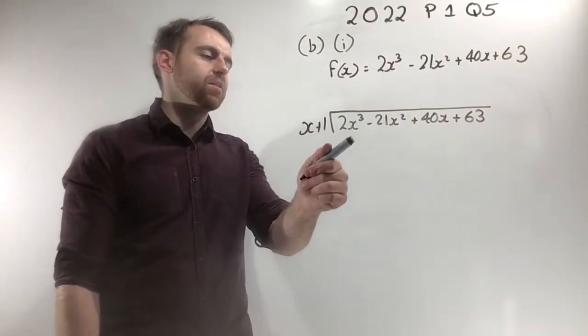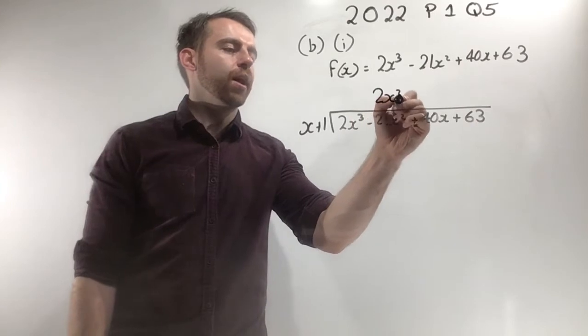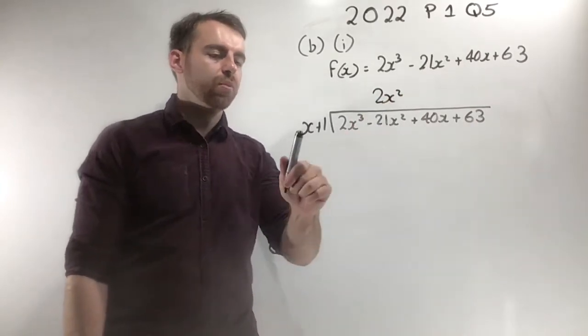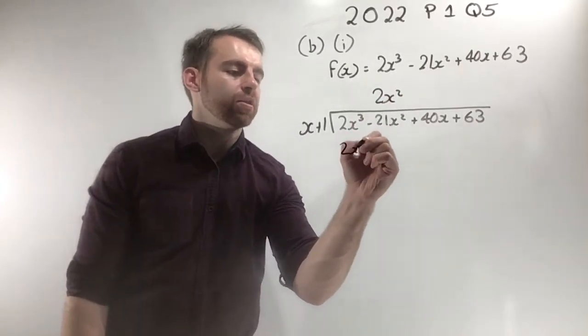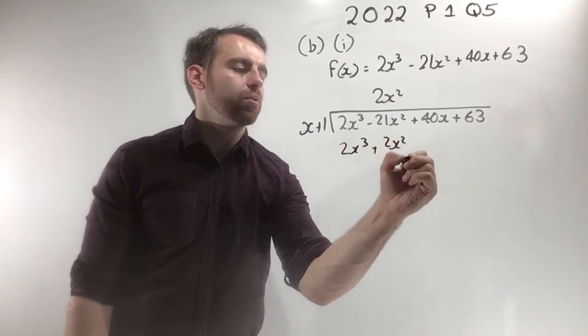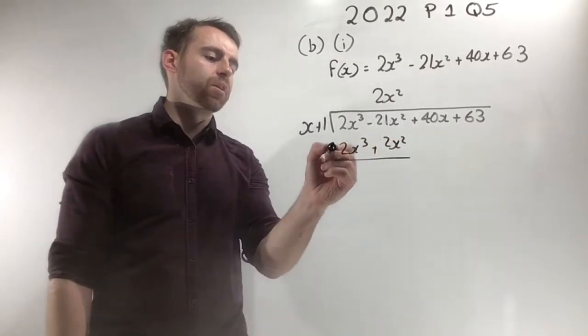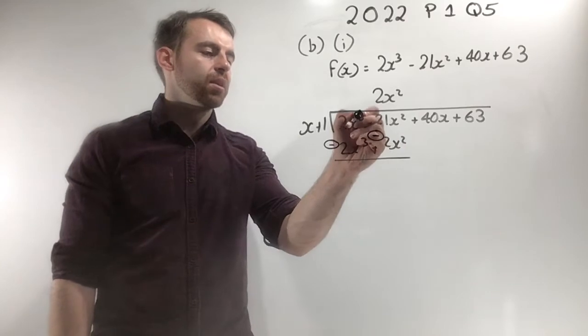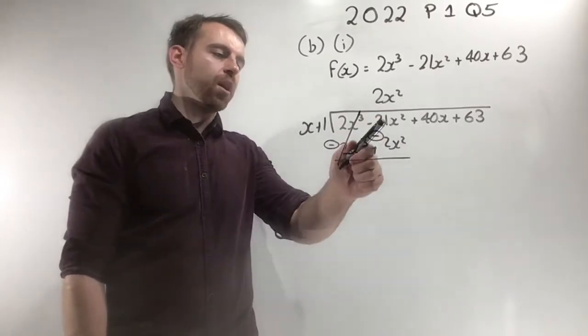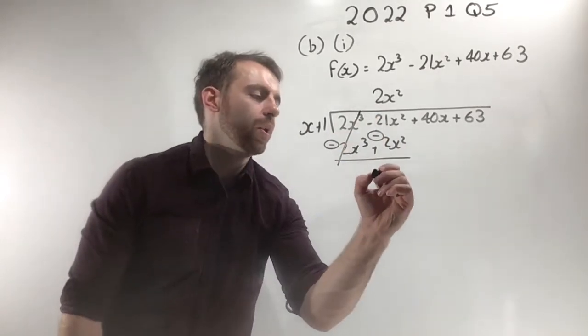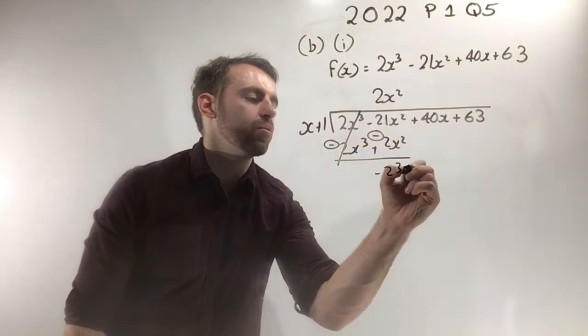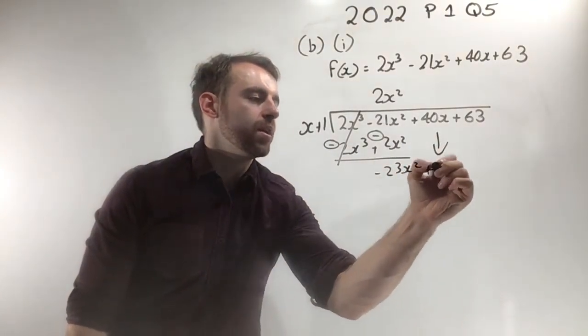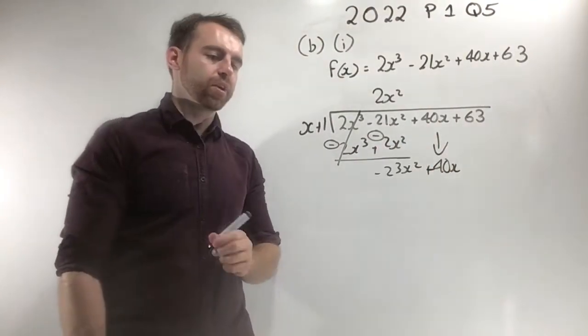I'm going to divide x into 2x cubed, and I get 2x squared. Then I'm going to multiply 2x squared by each of these, and I'll get 2x cubed plus 2x squared. Then I change my signs, so I get a minus and a minus. The x cubes will cancel, and minus 21x squared minus 2x squared gives me minus 23x squared. Then I take down the next term and I start the process all over again.